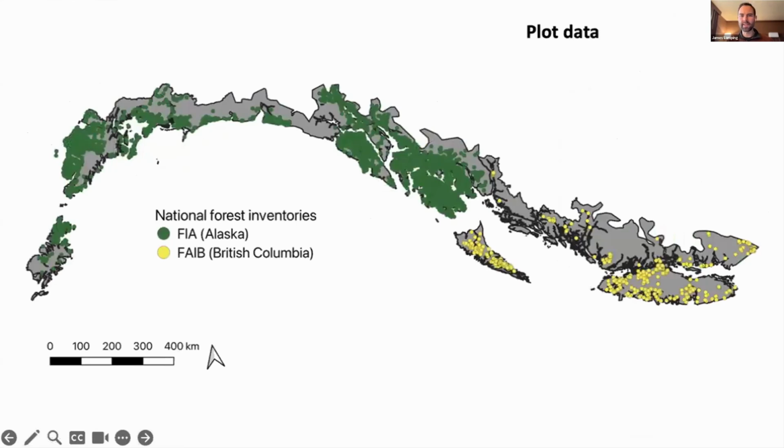So the plot data we use for this analysis, for the US, we use FIA, and that's what you can see in green here. And then for British Columbia, we use a similar data set, FAIB, Forest Analysis and Inventory Branch data, and that's what you see in yellow. And we did a lot of work. These are very similar data sets, but they're not exactly the same. So a lot of work went into going through the data sets and making sure that they represented all the same data that we needed, and they were put together so that we can use them in this one analysis.